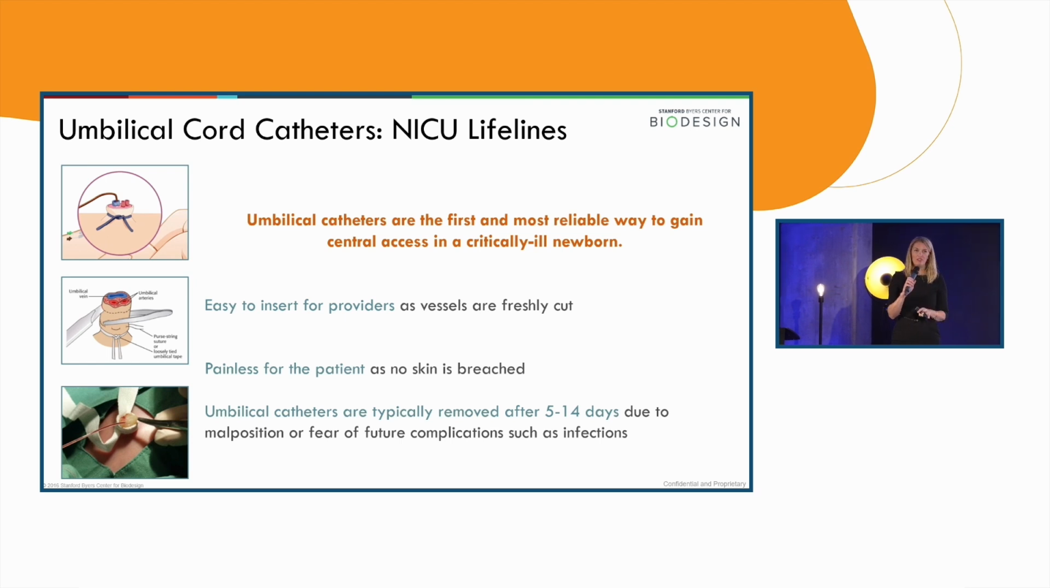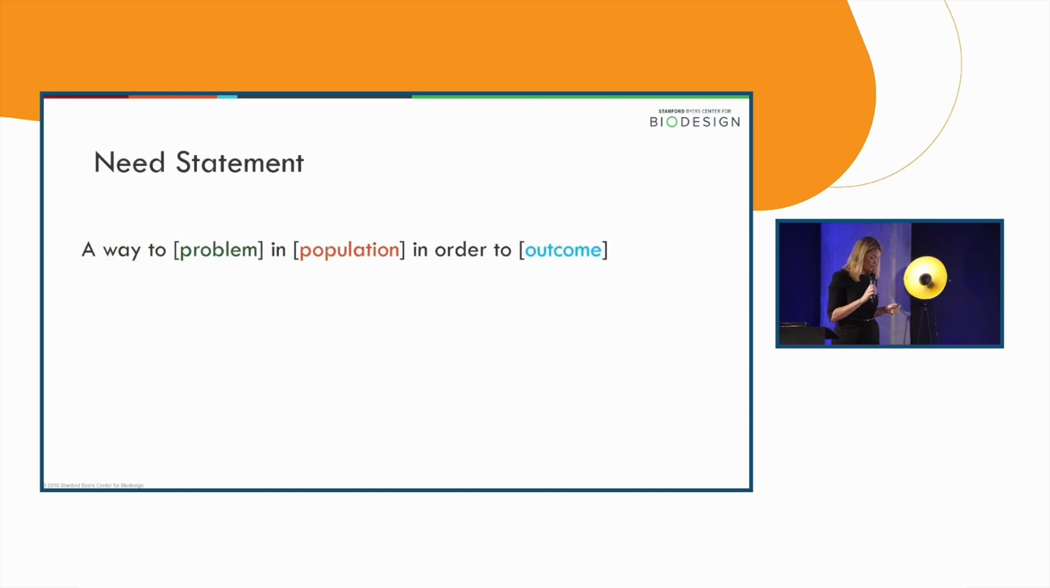But umbilical catheters are often removed anywhere between 3 to 14 days because we're worried about infection. Not because they're going to get infected, but because we're worried about them in the way that we currently do our lines. So the company that eventually came up with this, of which, for full disclosure, I was the medical director for and continue to work for, they came up with a needs statement.